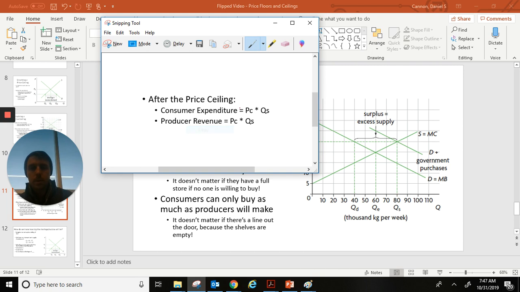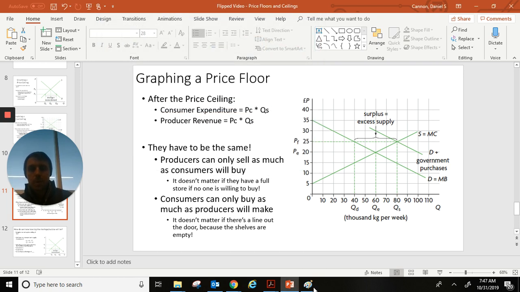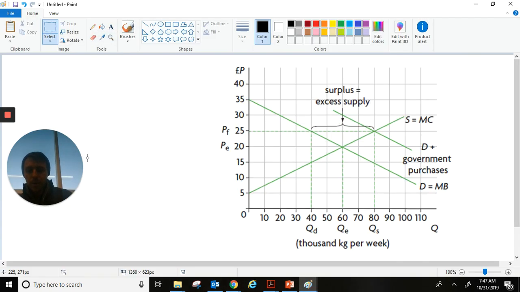Donk, donk. I really hope you can't hear the drill in the background, but I'm sure you can.